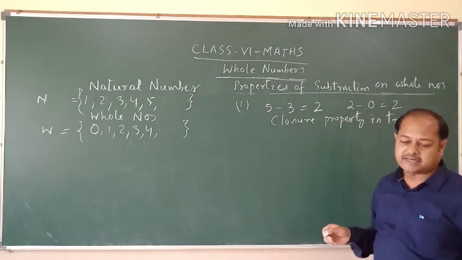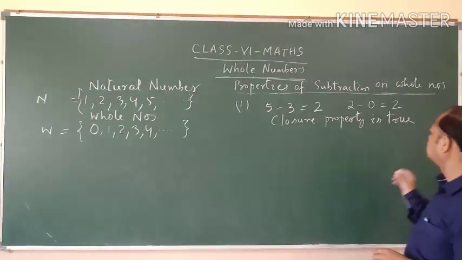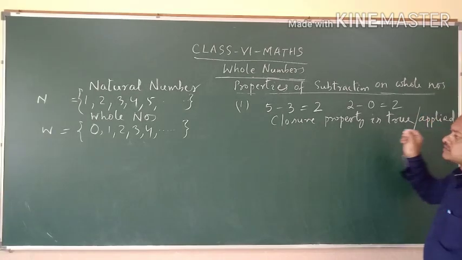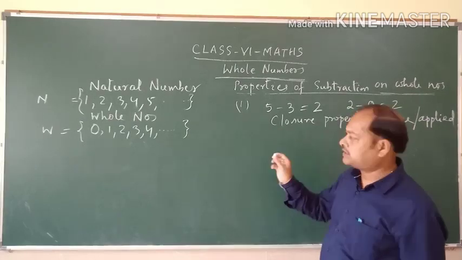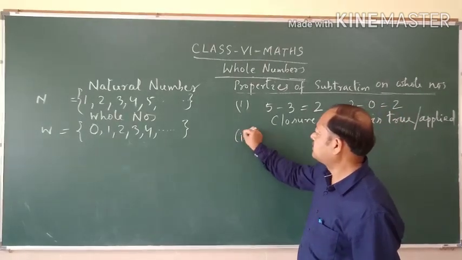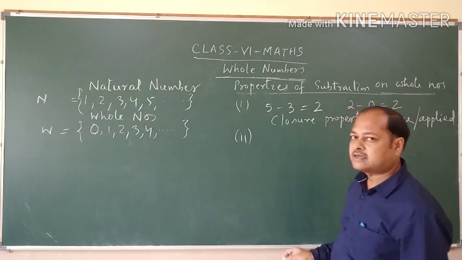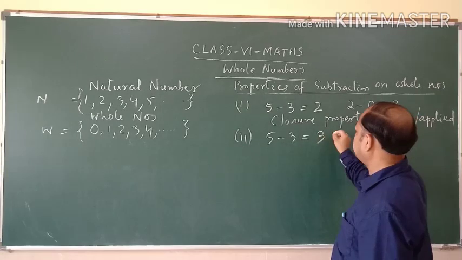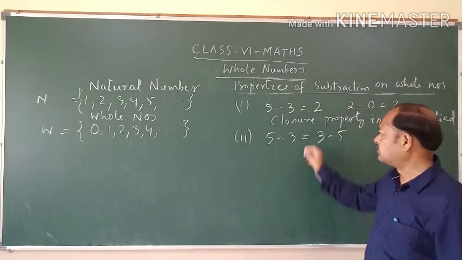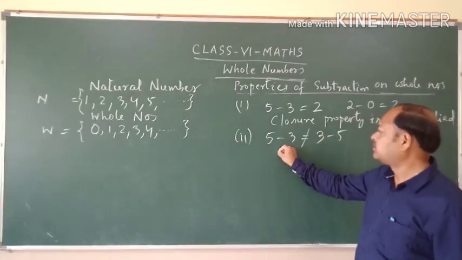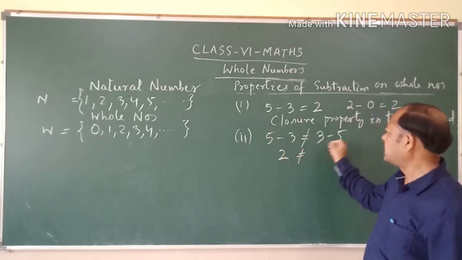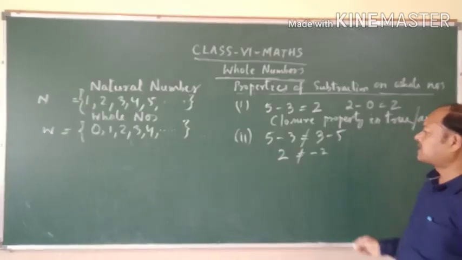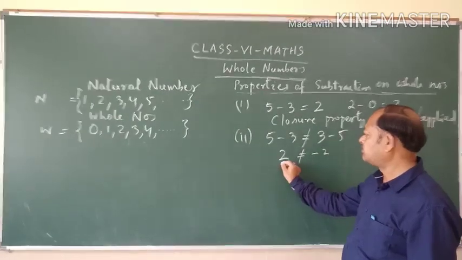Let's see whether another property, commutative property, is applied or not. What is commutative property? Suppose 5 minus 3 equal to 3 minus 5. Is it true? No, because 5 minus 3 equal to 2 and 3 minus 5 equal to minus 2. That means it is not true, so it is not applied. Which property is not applied? The commutative property.